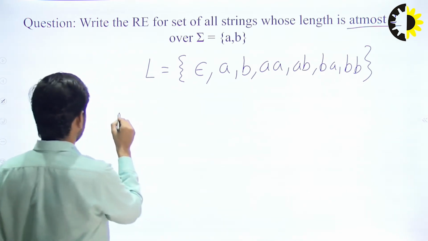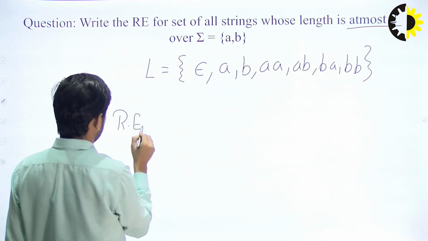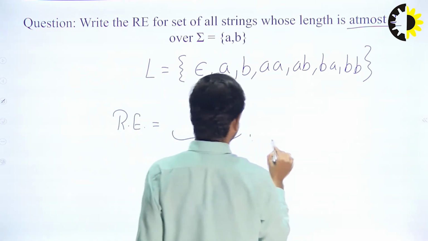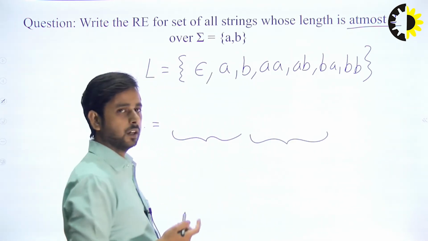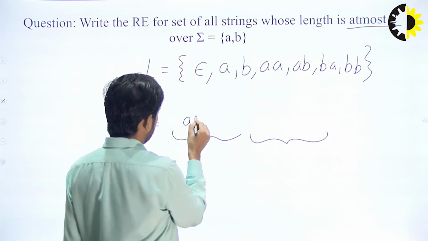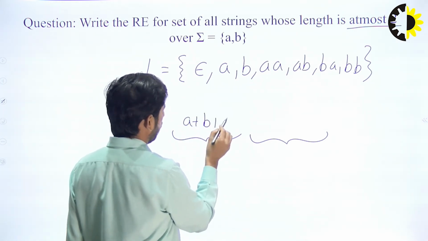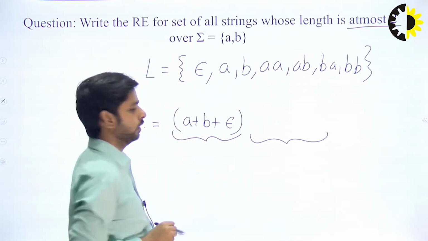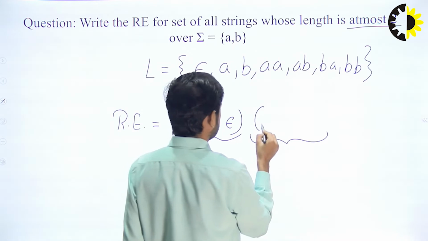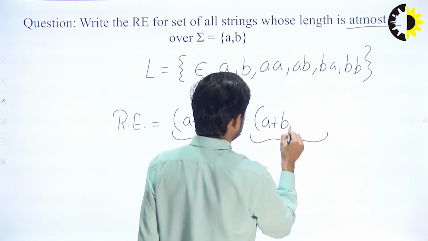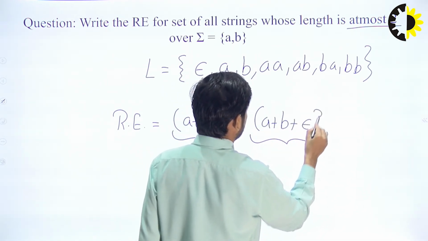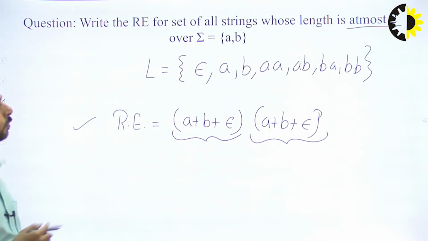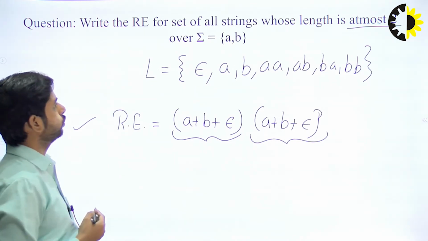So the regular expression will be as follows. There are two places. At one place there can be A, there can be B, or there can be nothing, so I can write epsilon. At the second place also there can be A, B, or nothing. So this is the required regular expression for length at most 2.